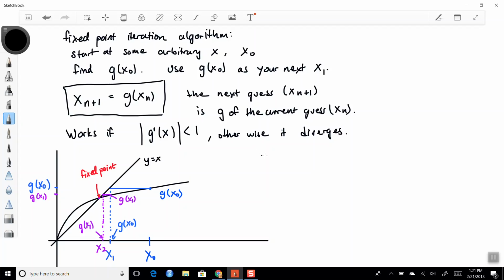Okay. Let me write this in pseudocode. So you can have fixed point. This is going to be some function of g, x0, and a tolerance value, and I'll just say the tolerance will be 1 times e to the negative 6 or something like that. Okay.